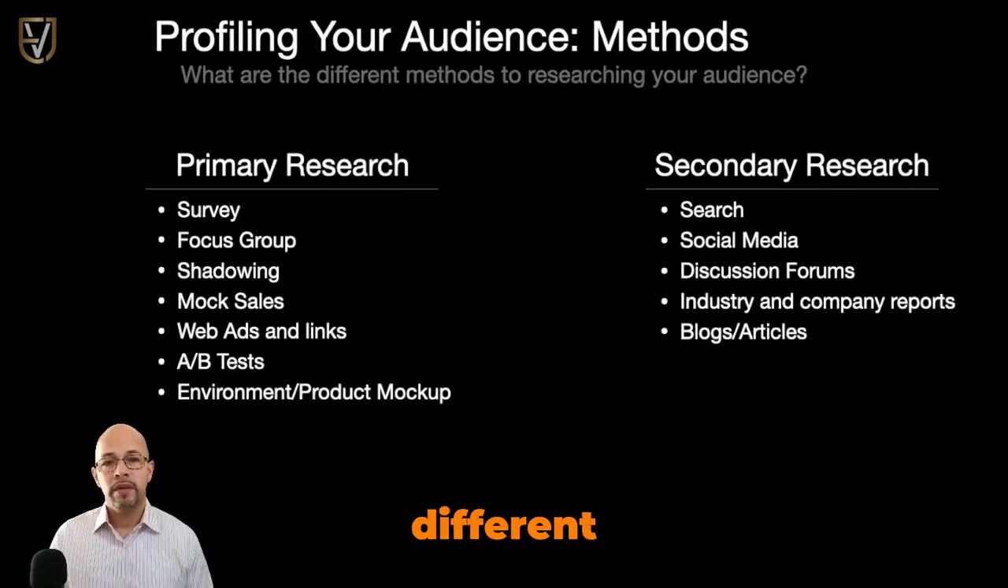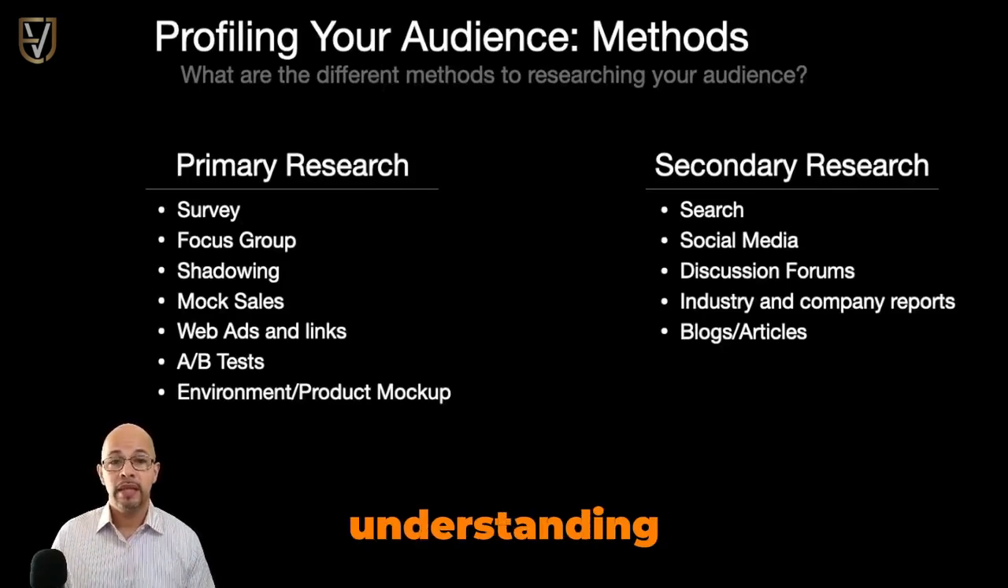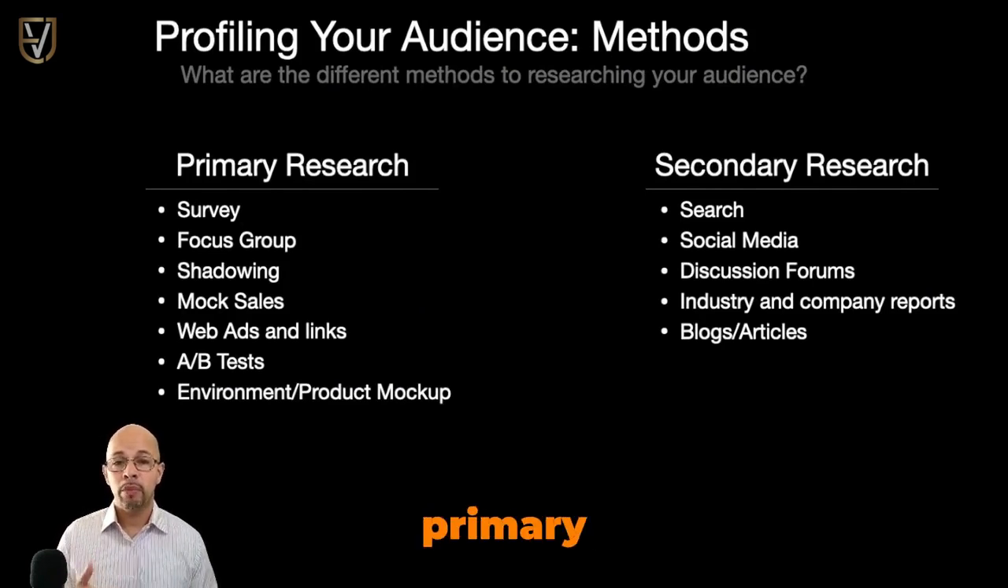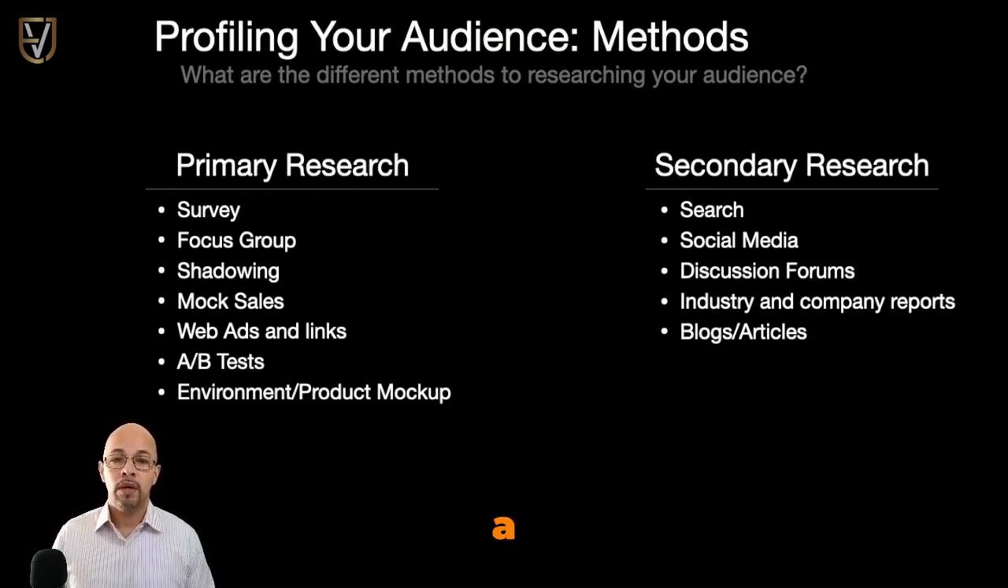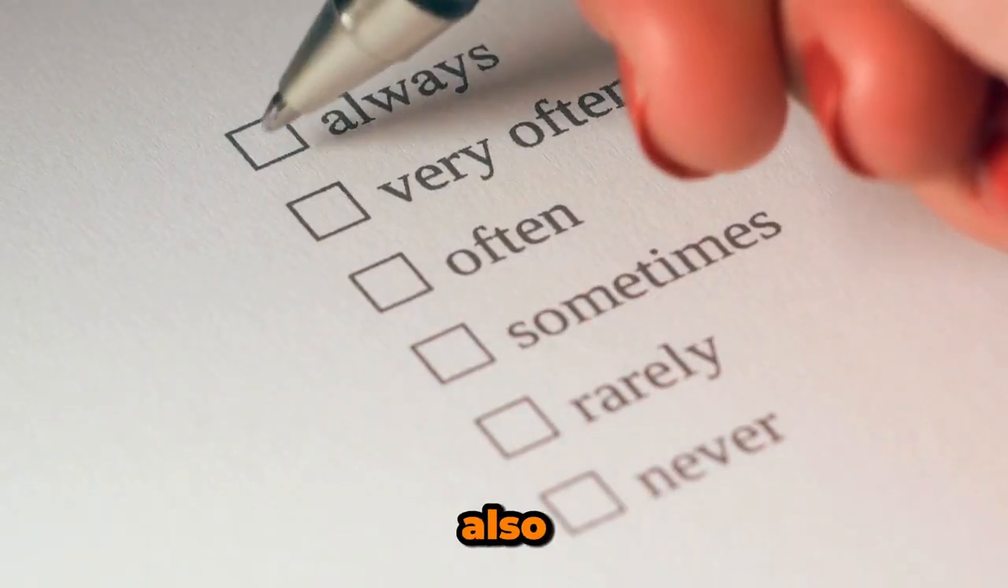So here are different methods of going about understanding your audience, essentially broken down to two: primary research and secondary research. Primary research is a much more involved process, and this is where you may conduct surveys to an existing audience or buy a list and throw a survey out there. This could also be done digitally.